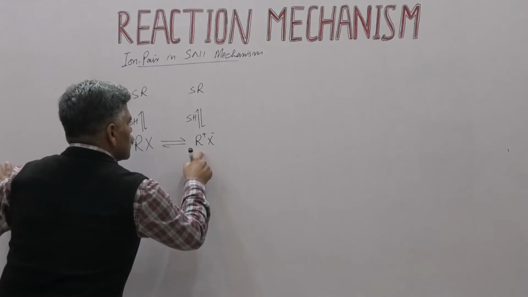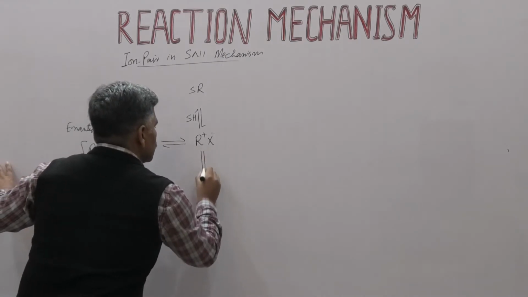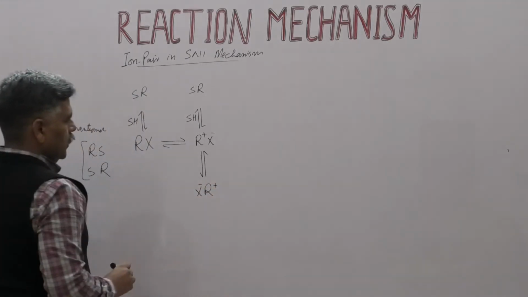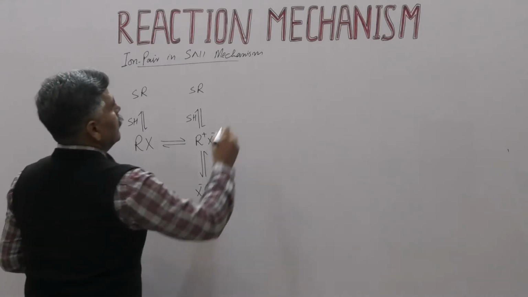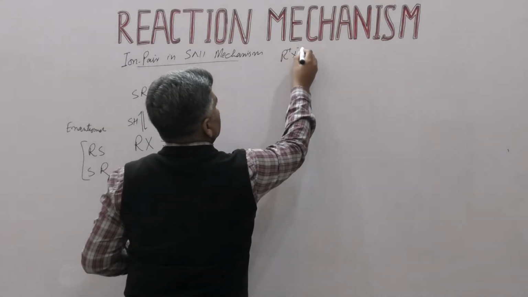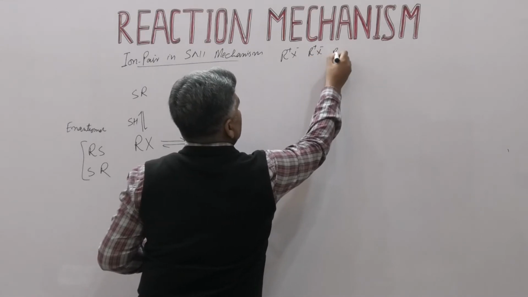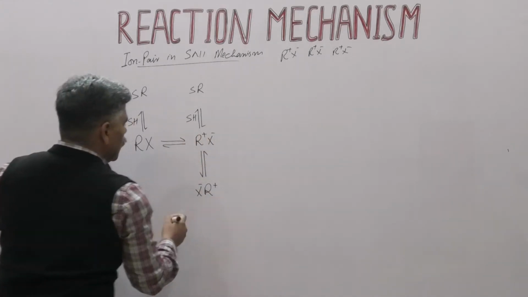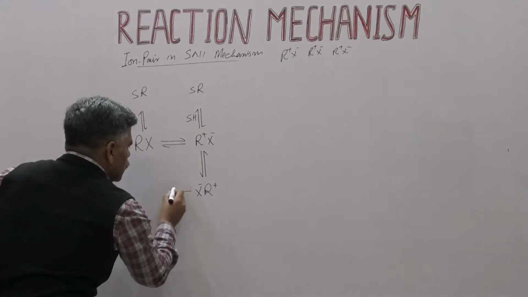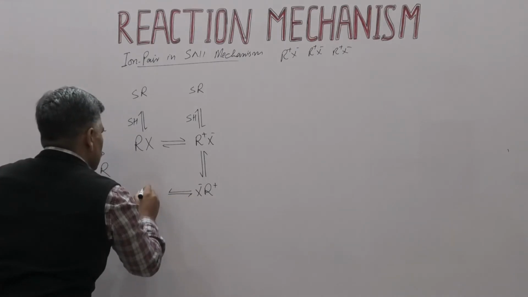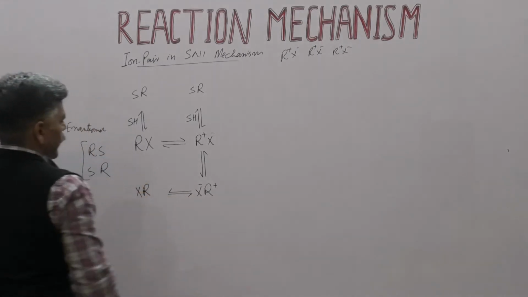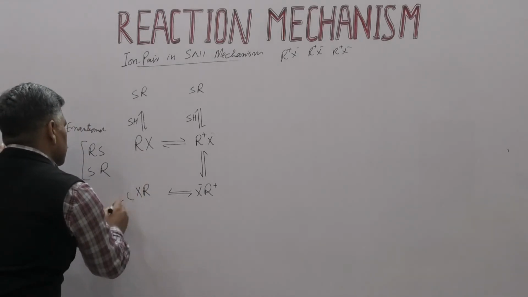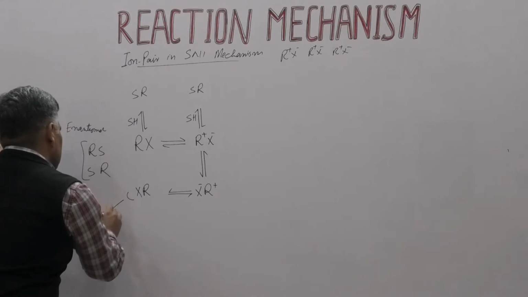So in this case, suppose this type of situation occurs: R positive, X negative, R positive, X negative, R positive, X negative. This is internal return, because this X negative and R positive are converted back into R and X. So this is RX and this is XR. This is known as internal return.